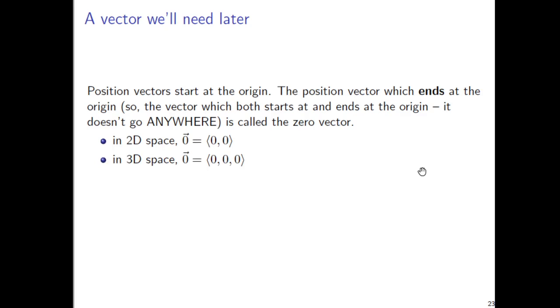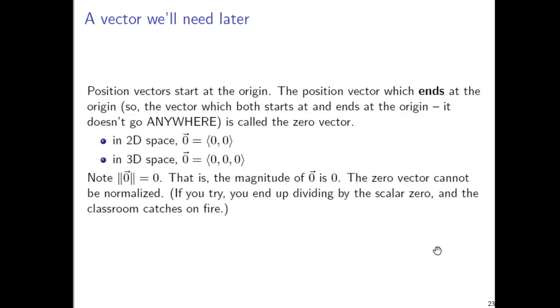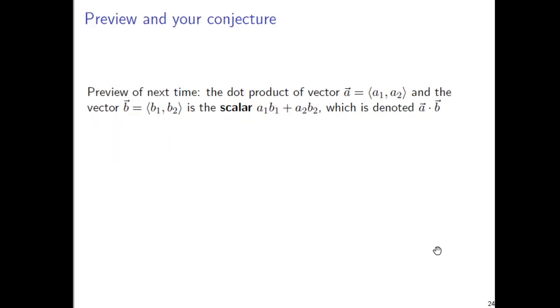And same deal in 3D space. Context always clarifies which of these it is. So if you're doing a problem in 3D space, 0 with an arrow above it just means angle bracket 0, comma 0, comma 0, close angle bracket. By the way, note that the magnitude of the zero vector is the zero scalar. The zero vector, by the way, cannot be normalized. You can give it a try, and you end up dividing by 0 at some point.